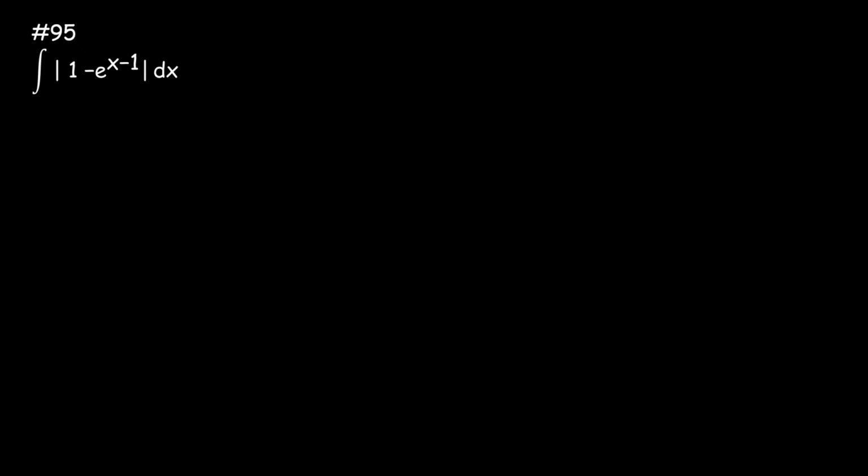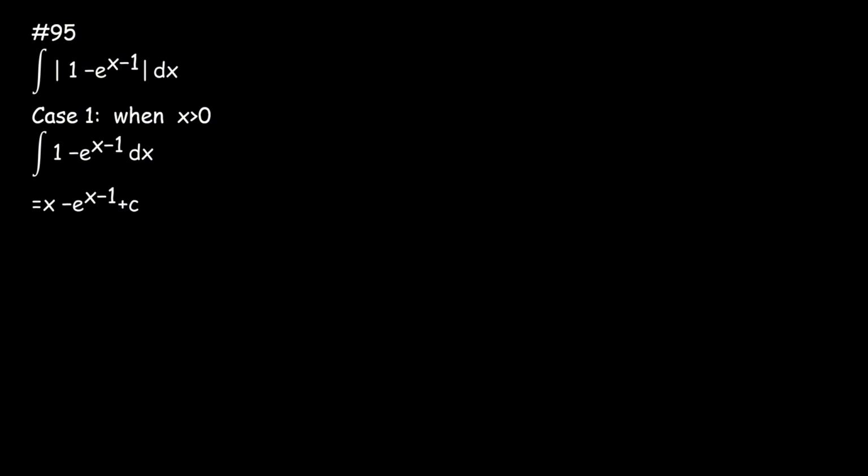Now this question is different. We can do it 2 ways. We need to get the absolute value function of the function itself. So when it's negative and when it's positive. So case 1, when x is greater than 0, what do we have? We have the function 1 minus e to the power x minus 1 dx. Integrating 1 gives us x, and integrating e to the power x minus 1 gives us e to the power x minus 1, right? Plus c.